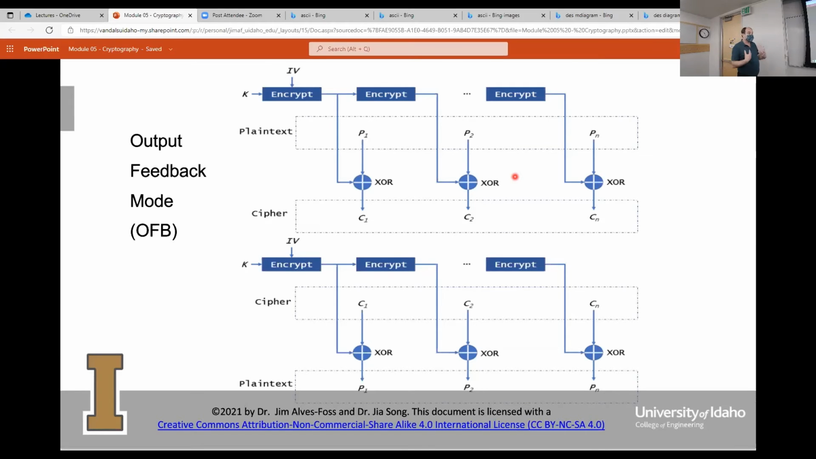So these modes are really, really useful to understand. As a computer scientist or as a cybersecurity person, a person using crypto, writing code that uses and develops crypto, you may be forced to come up with this type of feedback mode.